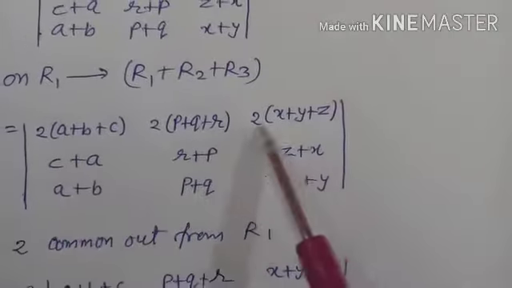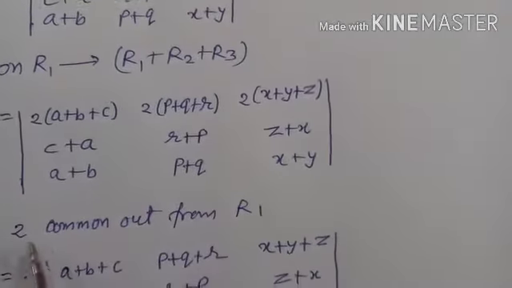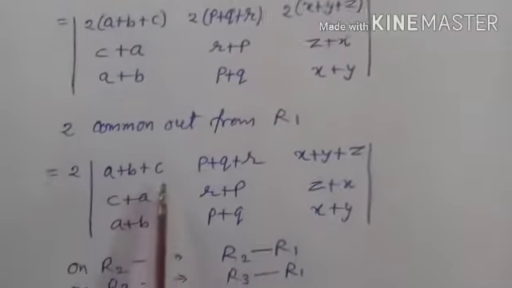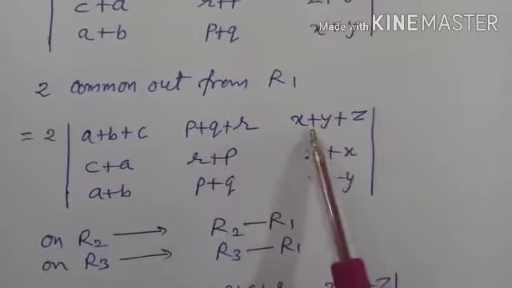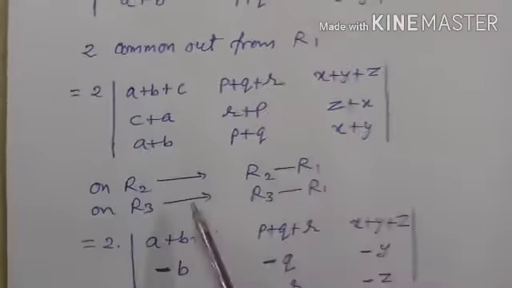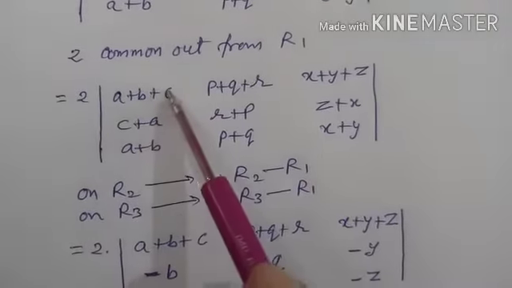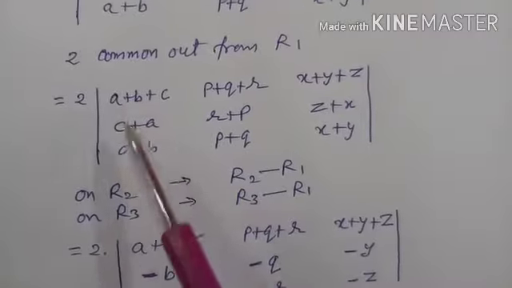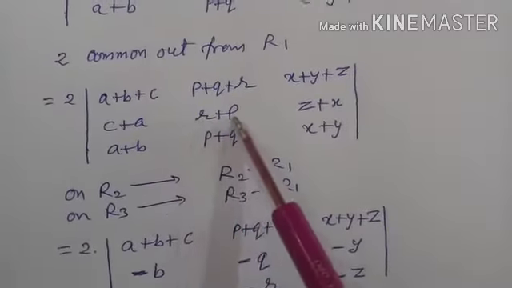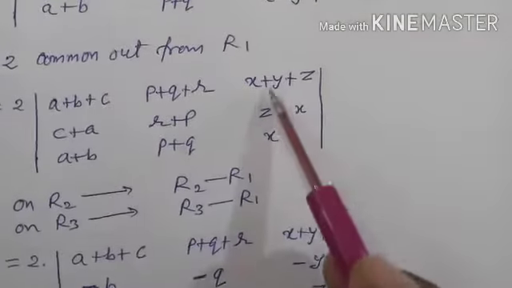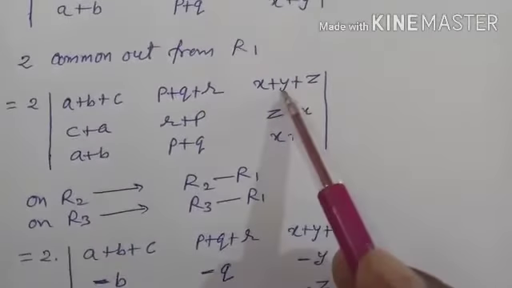And in the next step, 2 is common from first row R1, 2 common out from R1, so write 2 here. So first row is only A plus B plus C, P plus Q plus R, and X plus Y plus Z, and second row and third row as they are. Now C plus A, this is A plus B plus C on R2 and R3. On R2, if R2 minus R1, then C and A both are cancelled out, only minus B remaining. Similarly here R and P cancel out, only minus Q remaining, and X and Z cancel out, only minus Y remaining.